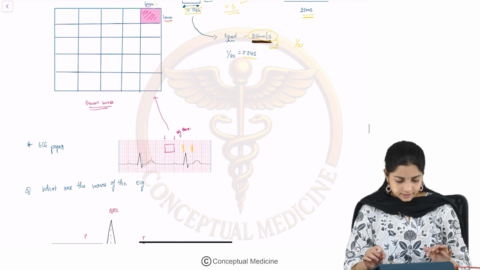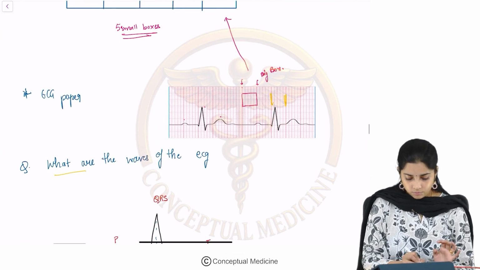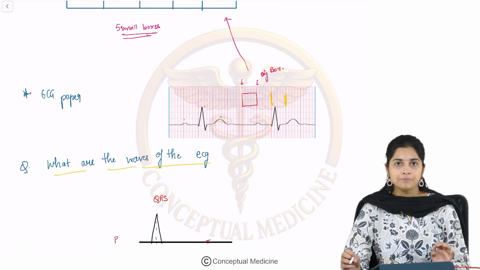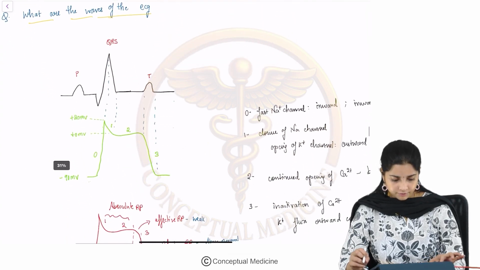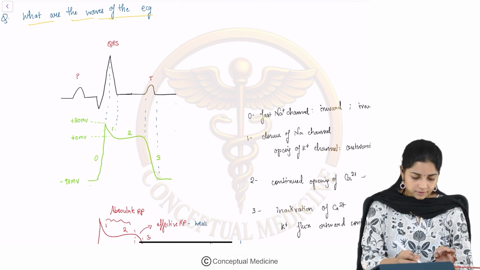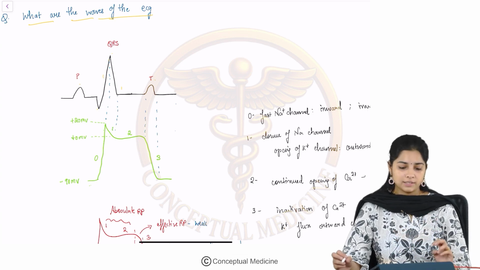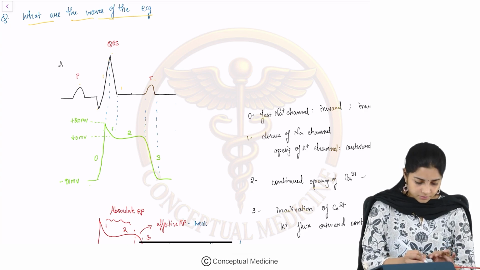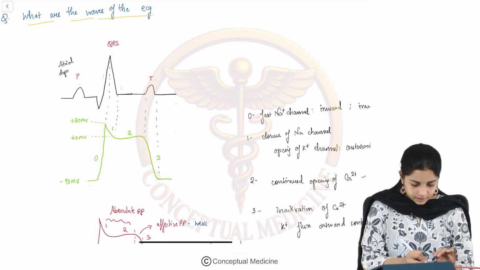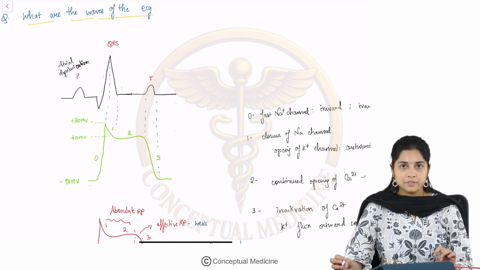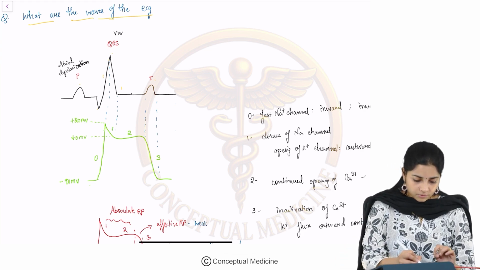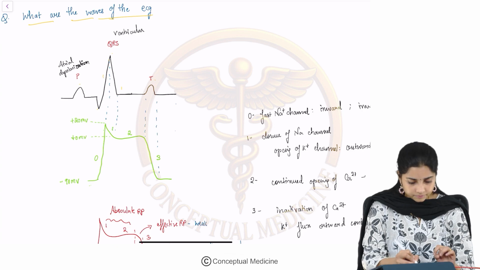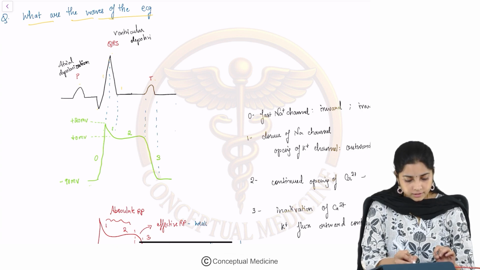Okay, now let us move to the next question. We'll understand what are the waves of the ECG. So we know from our basic physiology that there is a P wave, a QRS complex, and a T wave. So what is the P wave due to? P wave is due to atrial depolarization. The QRS complex is due to ventricular depolarization.